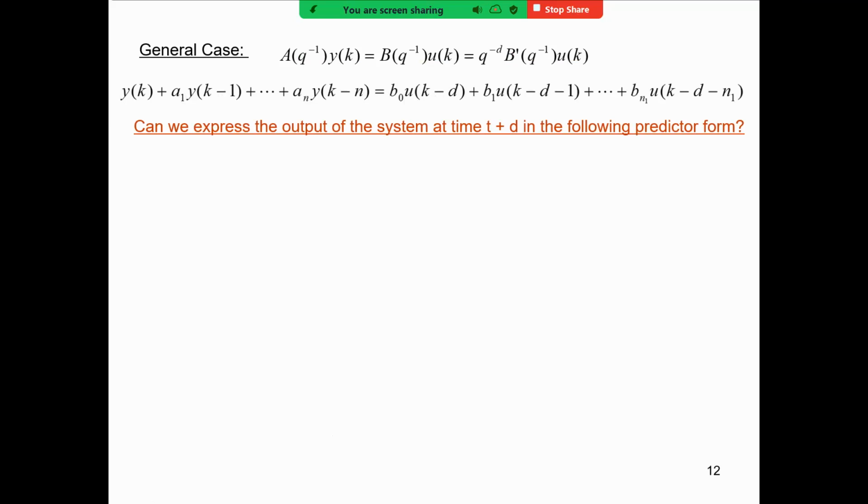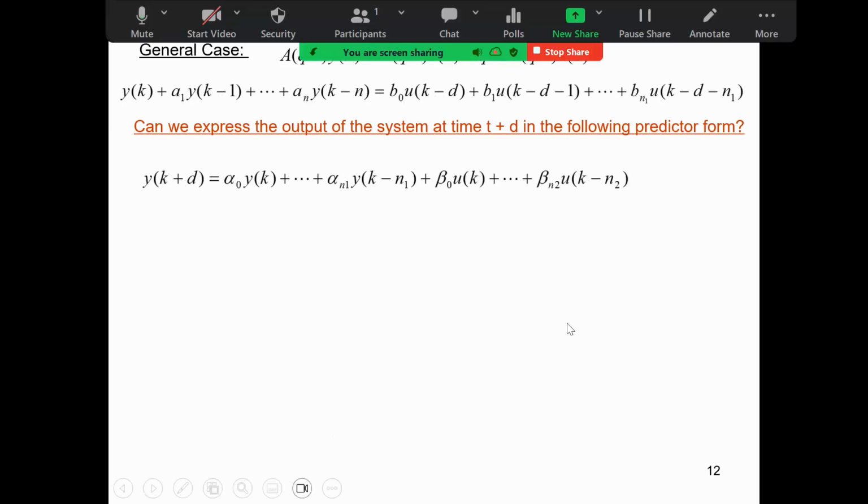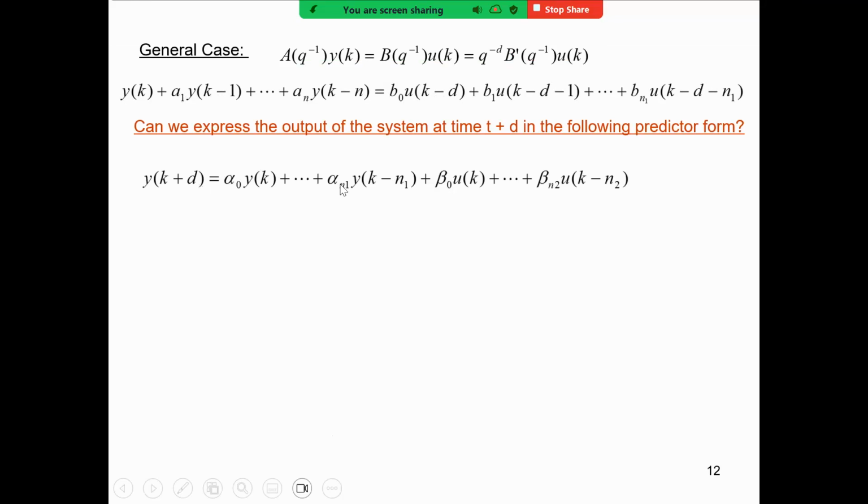Then the question we ask is, can we express the output of a system at time t plus d in the following predictor form? So we will try to find a predictor which predicts the output d steps ahead with the current input. Because the time delay is d, it takes d steps for the output to be affected.